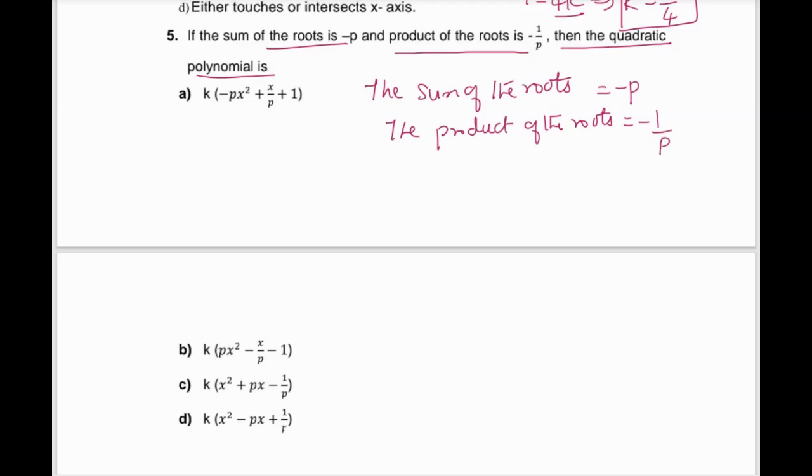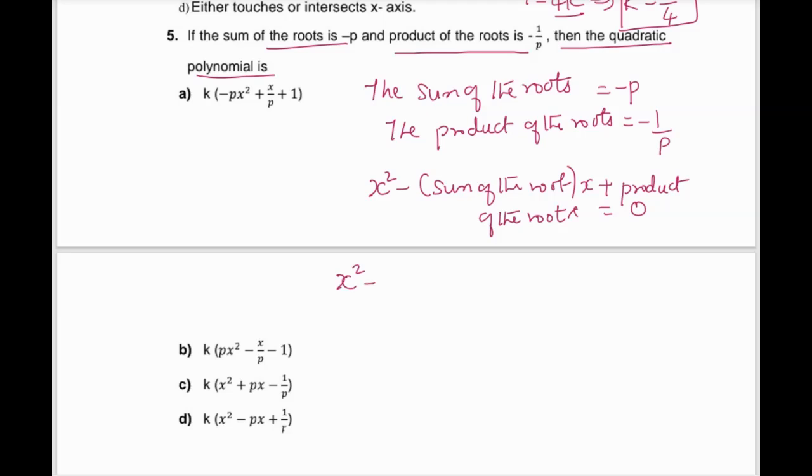Now we have a formula: x square minus sum of the roots into x plus product of the roots equals 0. When they give you the sum of the roots and the product of the roots, we can use this formula to find the answer. So now x square minus sum of the roots, which is minus p, into x, then plus product of the roots, which is minus 1 by p, equals 0.